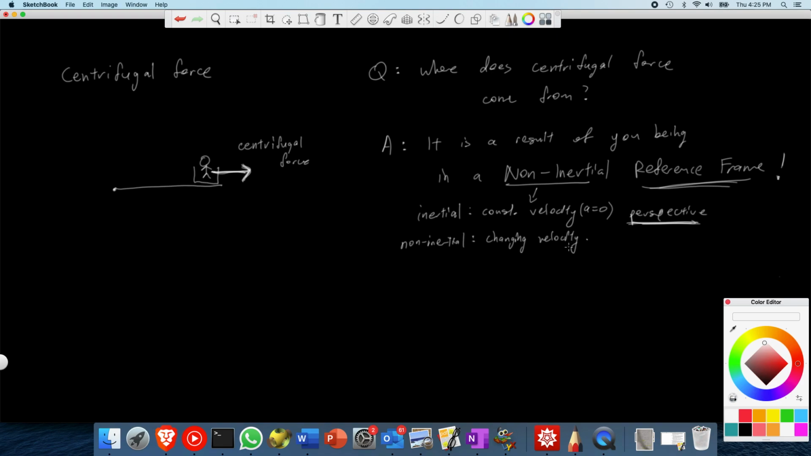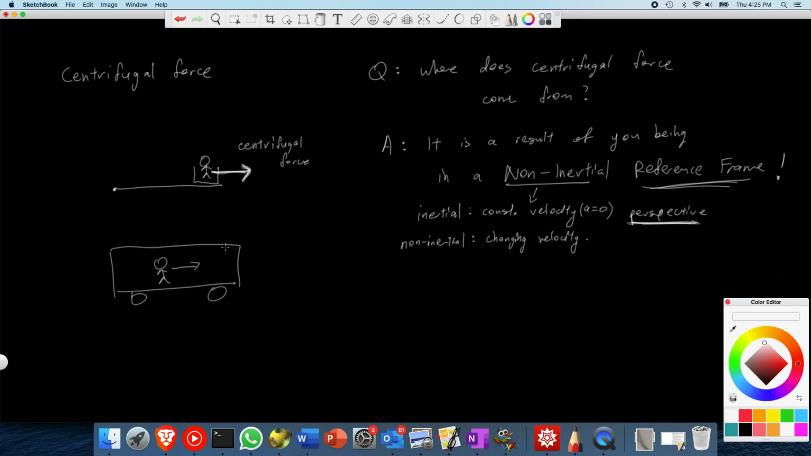So let me illustrate this with a bus. Let's say a bus is traveling at constant velocity and then it suddenly jams the brakes and comes to a stop. For a brief moment, when you're in the bus, you are in a non-inertial reference frame and you feel this force that pushes you towards the front of the bus, and that is a result of you being in a non-inertial reference frame.